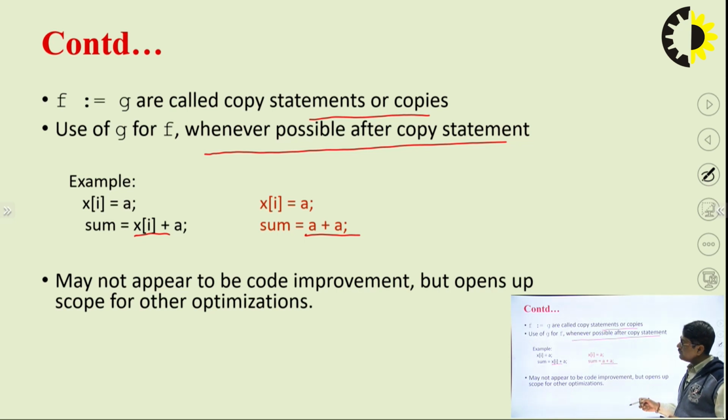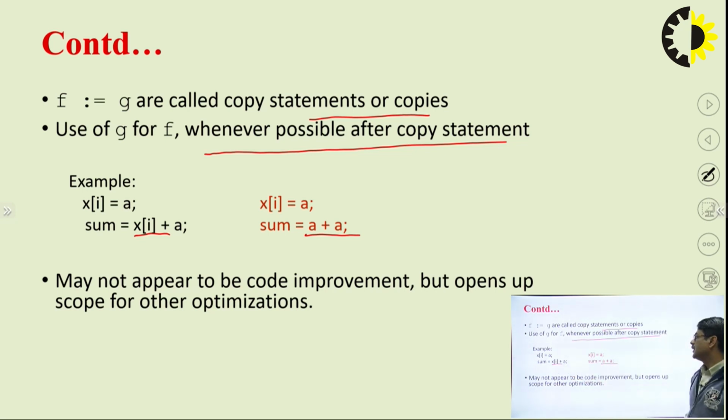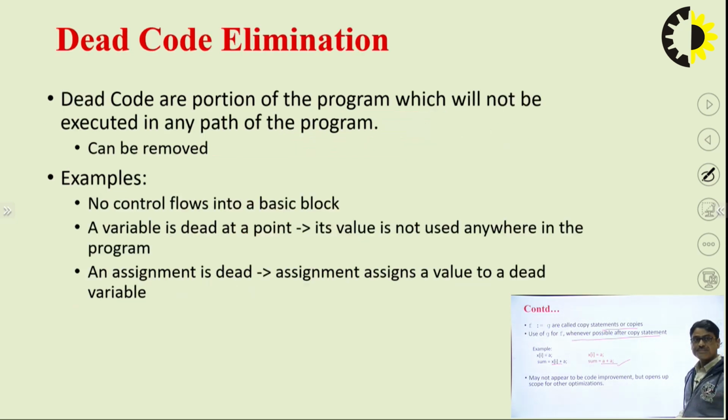If you are going to execute this xi, firstly you have to find out the base address of the array, then the index, then map it, then find the location, take that location value, and after that add this value. So it is a much larger piece of code as compared to this. If you put the variable directly, because this variable is stored there, we can convert it into the form of copy propagation.